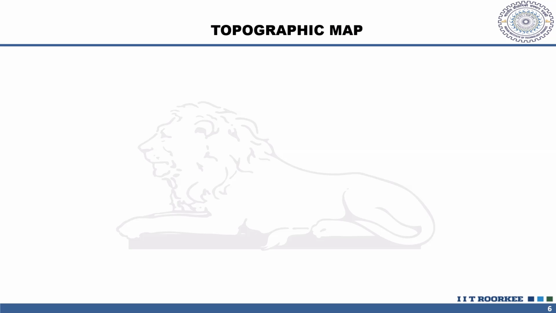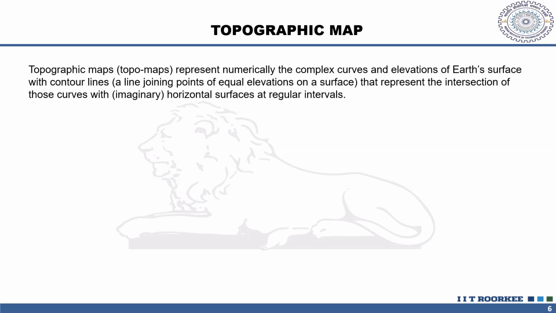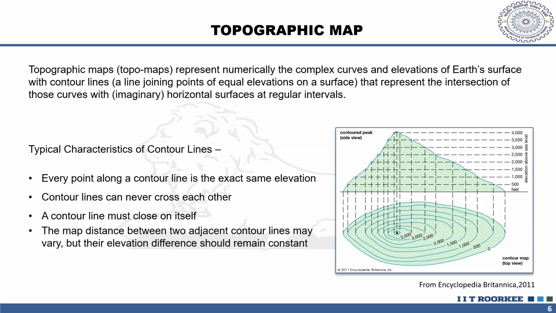So what is a topographic map? Topographic maps, or topo maps for short, represent numerically the complex curves and elevation of our surface with contour lines. So what are contour lines? A contour line is a line joining points of equal elevation on a surface, which represents the intersection of those curves with a horizontal surface at regular intervals. I have a quite good example here. From this line, this side has a steep slope, and this side has a gentle slope, and this is the line of the elevation above sea level.